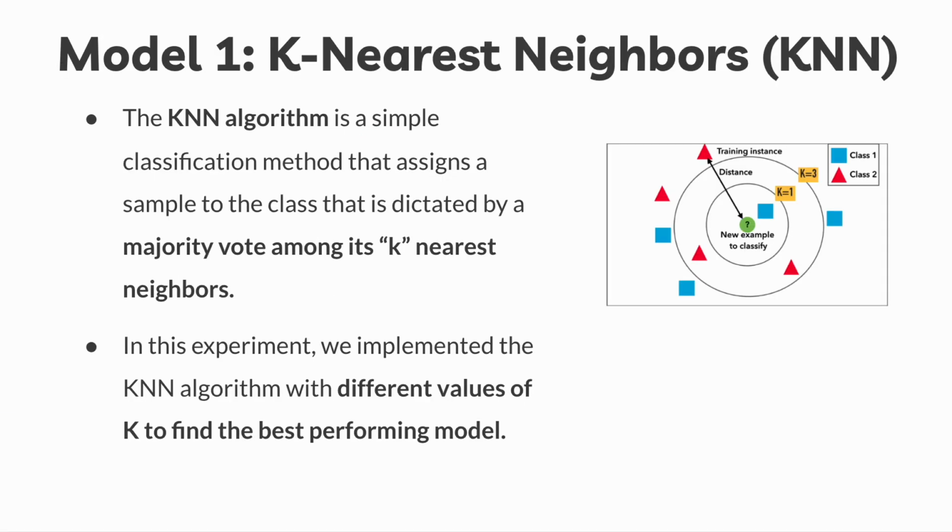Looking at the first model, a KNN algorithm is a simple yet really powerful classification method that assigns a sample to the class based on the neighbors around them. The number of neighbors present in that population of the vote is a user-specified parameter k. In this experiment, we implemented the KNN algorithm with different values of k to find the best performing model.